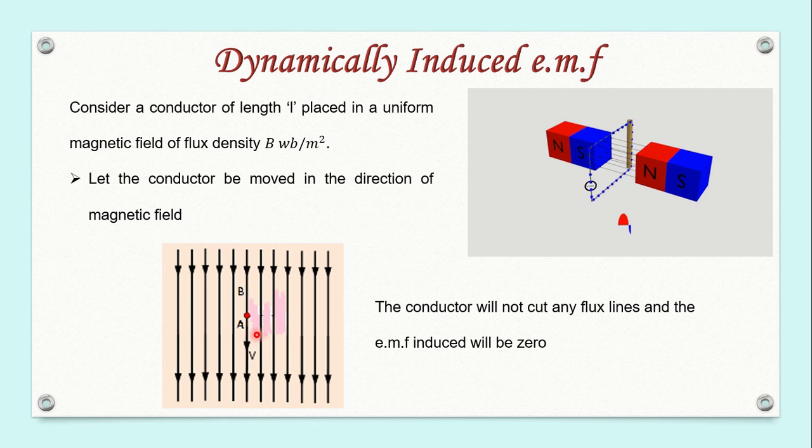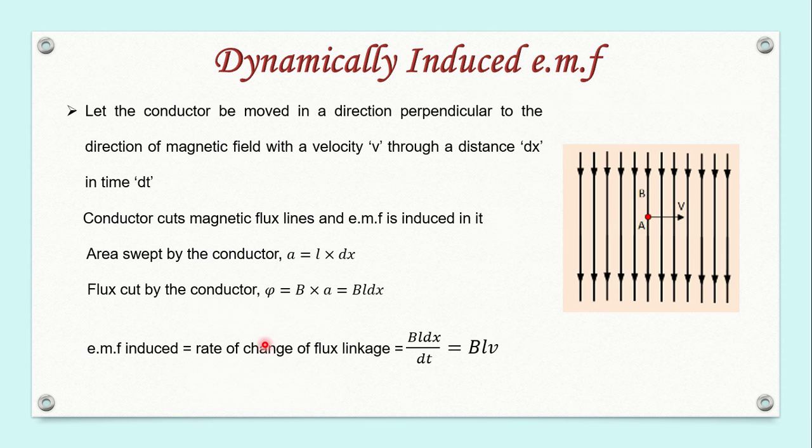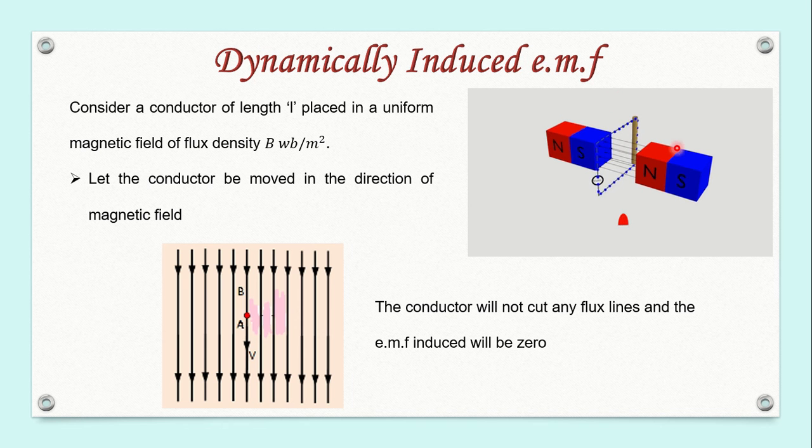So as a result, induced EMF in the conductor will be 0 in this particular case. Now, assume that the conductor is moved in a direction perpendicular to the direction of the magnetic field with a velocity v. So the conductor is moved in a direction perpendicular to the direction of the magnetic field, which is as shown in this three-dimensional diagram. See here, this particular movement is in a direction perpendicular to the direction of the magnetic field.